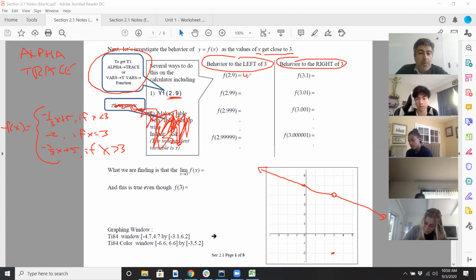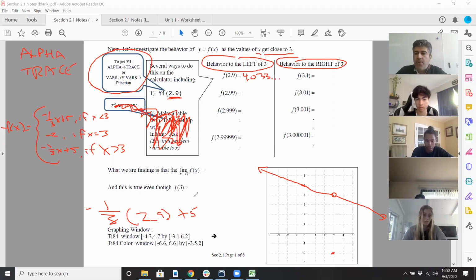Now, if anyone's having any trouble with this, please let me know, because this might be a little bit new for some of you, especially because we probably didn't do much calculator work in the spring because we were in a pandemic and doing remote learning. Or you could plug in 2.9 straight up: negative 1/3 times 2.9 plus 5. But that becomes very cumbersome if you do that repeatedly. Then I'm doing negative 1/3 times 2.99, negative 1/3 times 2.999, negative 1/3 times 2.9999. That's crazy. Just do this.